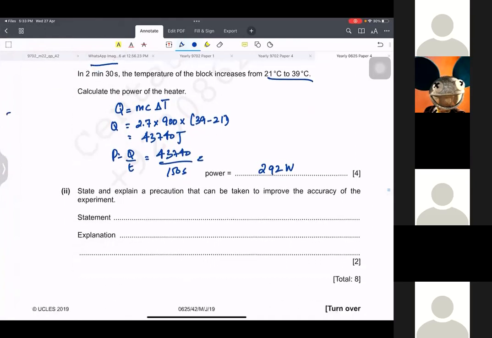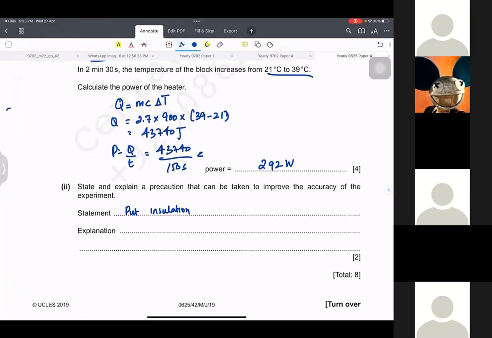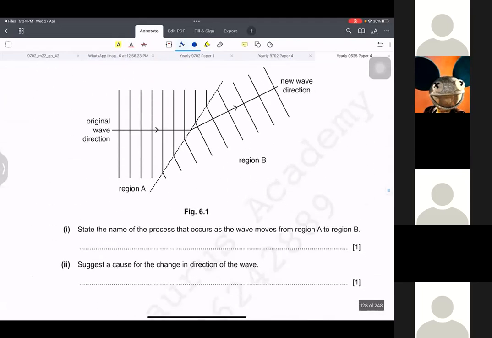Now, it says state and explain a precaution that could improve the accuracy. Precaution is that you should put insulation. There is no insulation seen, right? There's no insulation right here. Heat would escape, right? Without insulation, there would be greater energy loss. Like that. Energy loss. Okay.